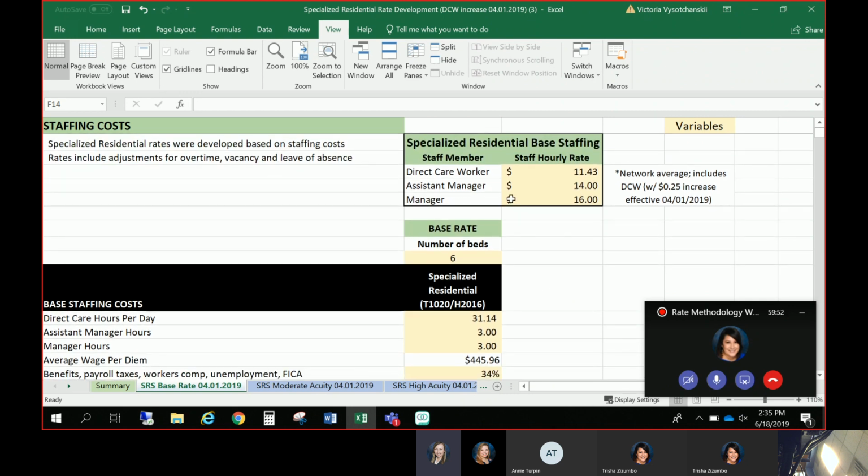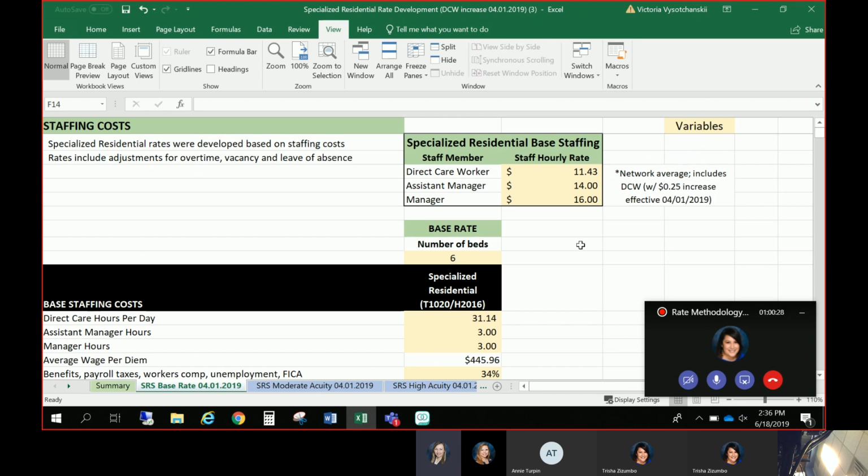So starting up at the top here, let me know if you can see my mouse. Yep, looks good. We've got several different positions that one might have. First off is the direct care worker, direct care employee, and then we also took into consideration the fact that due to a staffing shortage, assistant managers and managers or supervisors, a lot of their time is also involved with direct care of individuals. So we took those hours into consideration as well, being aware of this.